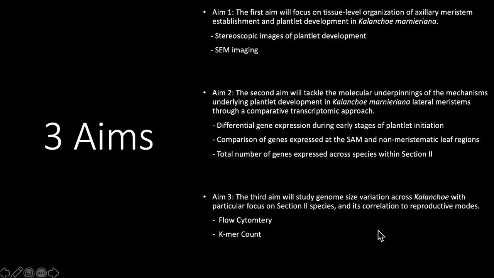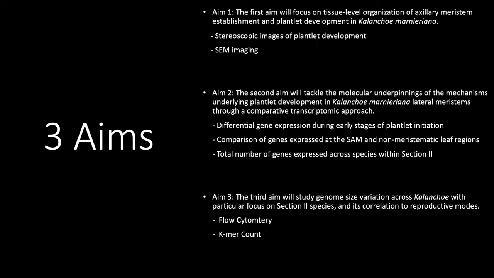This project is divided into three aims. The first aim will focus on tissue level organization of axillary meristem establishment and plantlet development in Kalanchoe marnieriana. The two experiments associated with this aim are stereoscopic imaging, where I will be observing plantlet development throughout many days, and then scanning electron microscopy, or SEM imaging, which was performed at the UC Berkeley Electron Microscopy Lab.